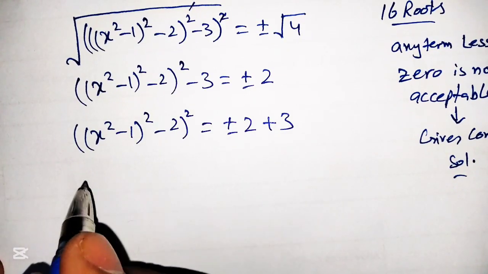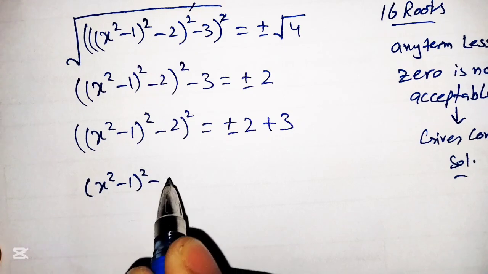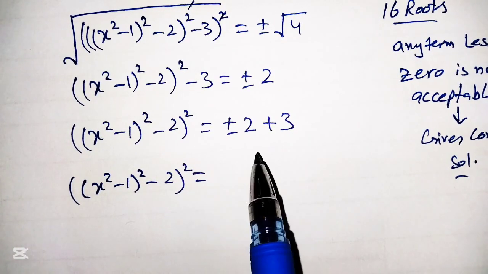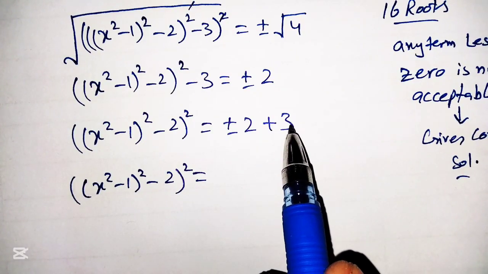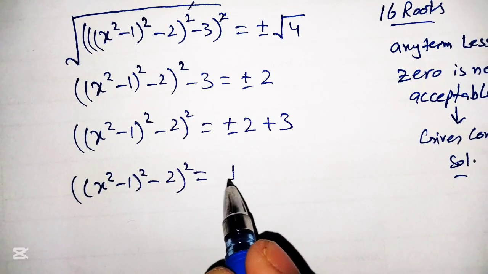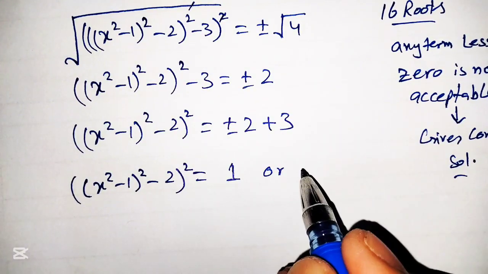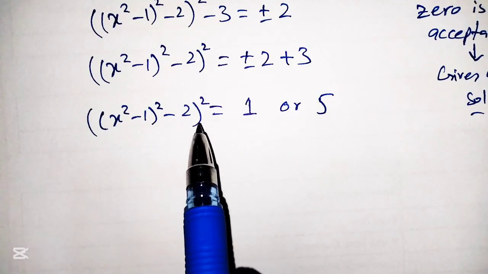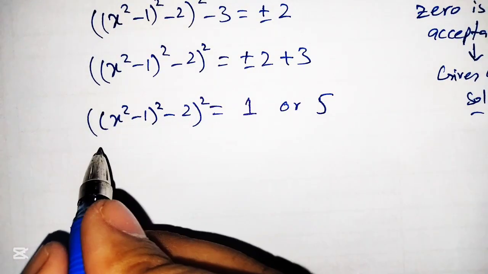And from this we can conclude that x square minus 1 square minus 2 whole square is equal to, if we write these terms separately, then it is 3 minus 2 is 1, or 2 plus 3 is 5. So there are two possible values of solution. Now it is time to eliminate the other square.